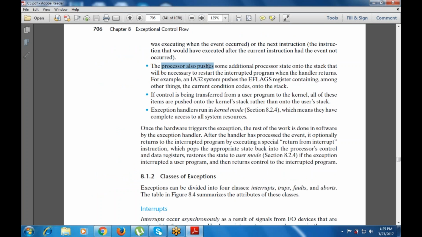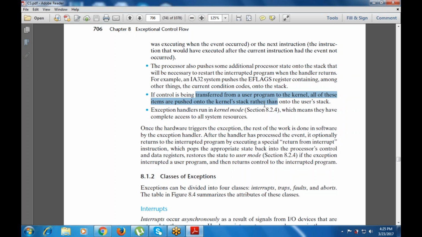Then the processor also pushes some additional processor state onto the stack that will be necessary to restart the interrupted program. If the control is being transferred from a user program to the kernel, that state is pushed to the kernel stack rather than to the user's stack. Then exception handlers run in kernel mode. That means they have complete access to all the system resources.